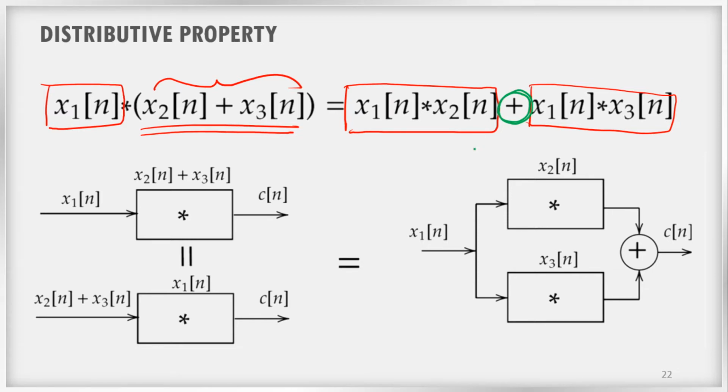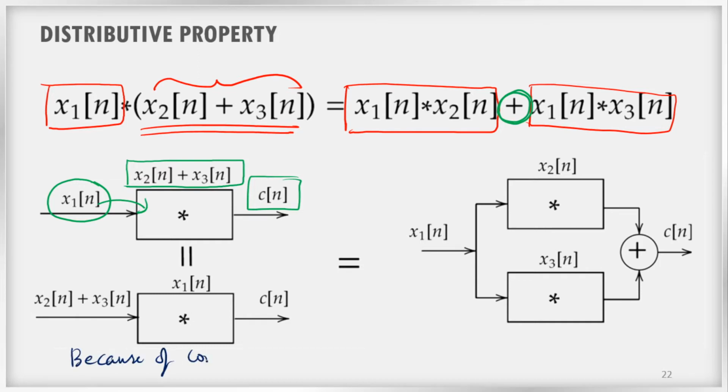In a graphical way we can illustrate it like this. For example, we have x1 of n as the input signal. We have a system whose impulse response is the sum of two signals, x2 of n and x3 of n, and if you give x1 of n as input and convolve, you will get c of n, right? This can also be done the opposite way because of the previous property, the commutative property. Because of the commutative property, we can change the order. So you can give x2 of n plus x3 of n as the input signal, and keep x1 of n as the impulse response of the system. Then you will also get the same c of n, right?